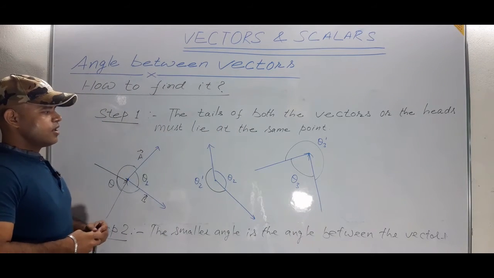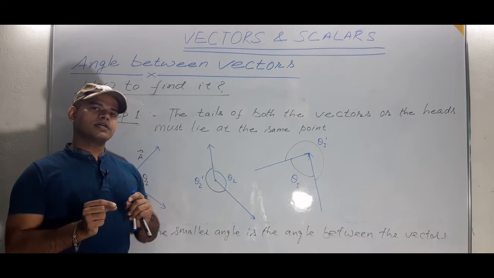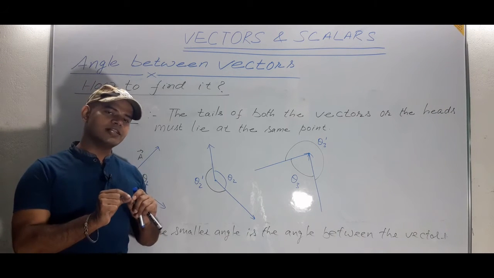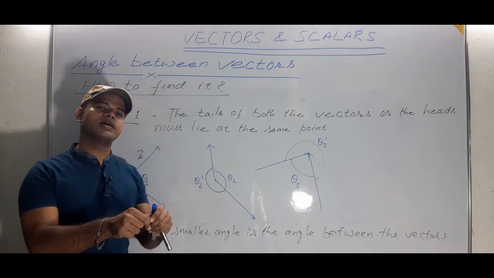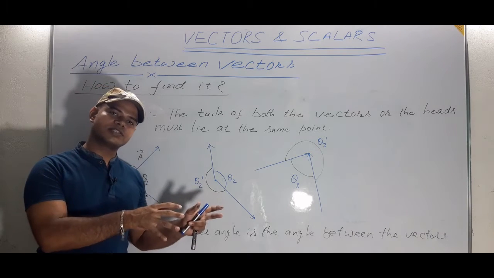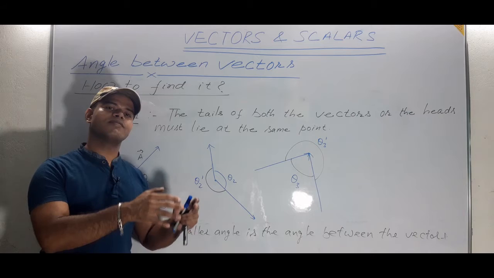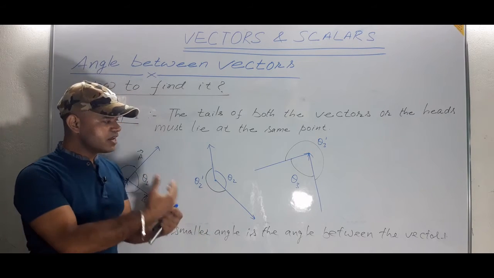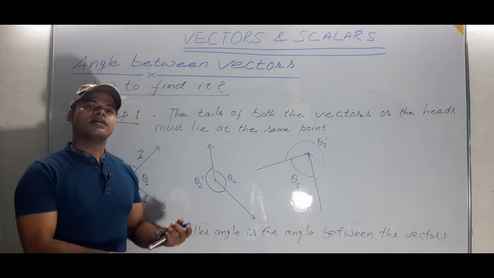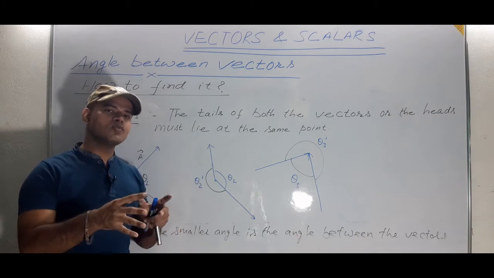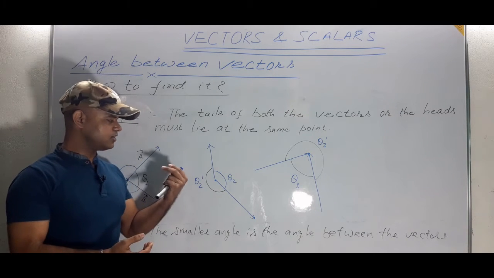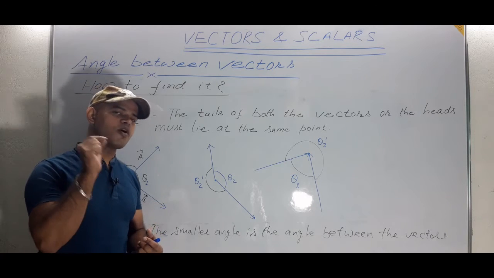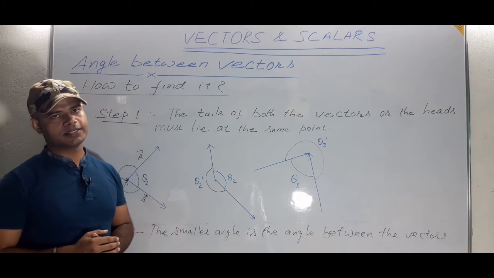So first of all, you have to put either tails of both the vectors or heads of both the vectors at the same point. Means either tails must touch each other or heads of both the vectors must touch each other. Then you should look for the angle. When you look at the angle, you will have two angles. One of them will be bigger, the other one will be smaller. So the smaller angle will be the angle between the vectors.